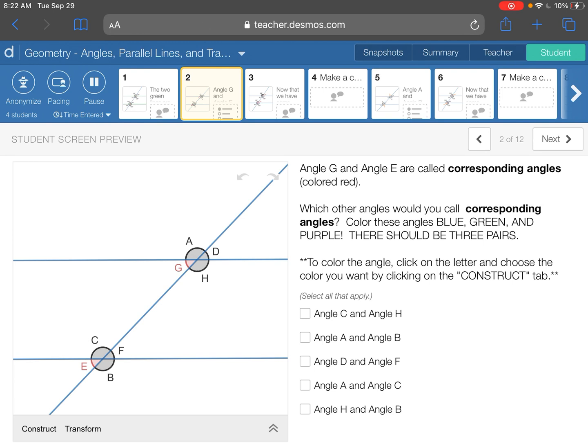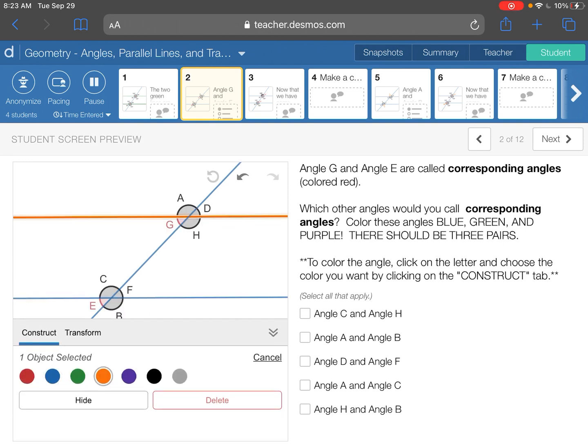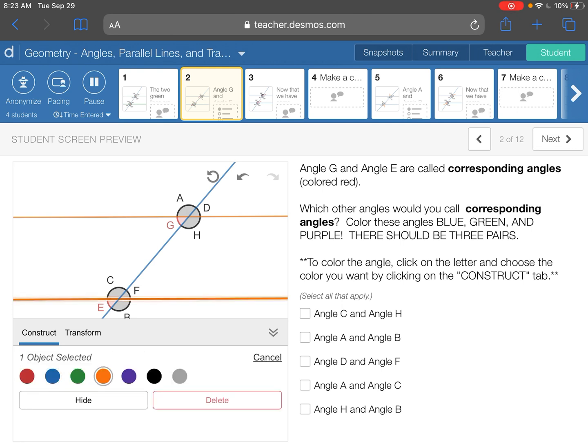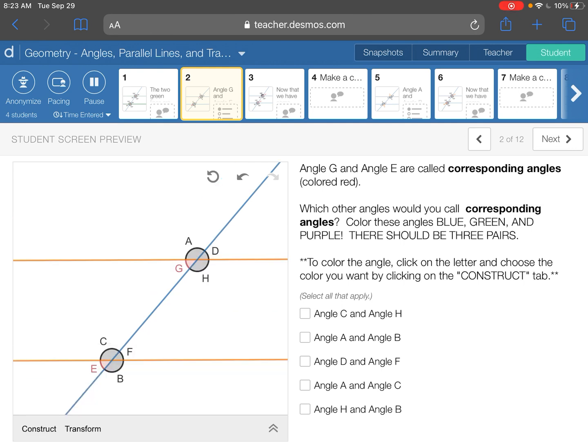Jumping over here to this Desmos activity, we're going to first take a look at corresponding angles. And there's a special relationship between corresponding angles that are created by two parallel lines when they are intersected by a transversal. So you'll see this line right here, we'll color it orange. So the orange lines here are parallel. I'm telling you that. And they are intersected by a blue transversal.